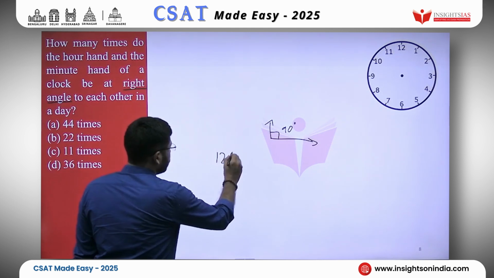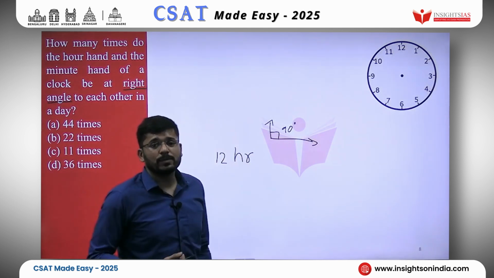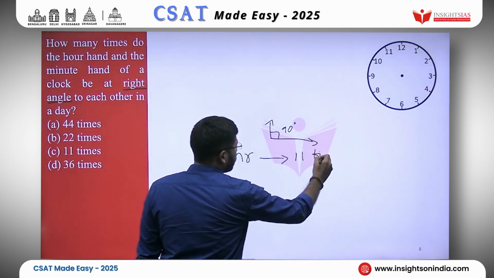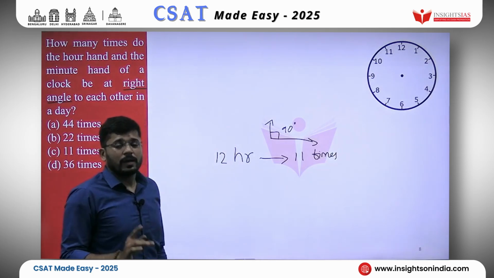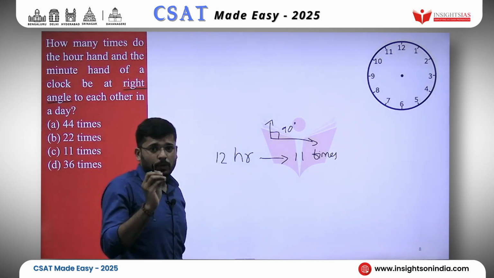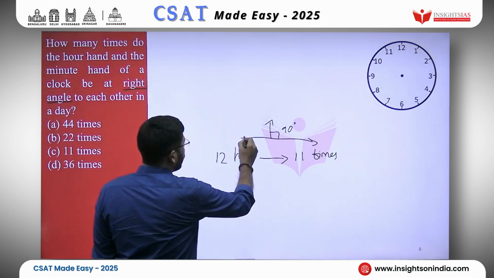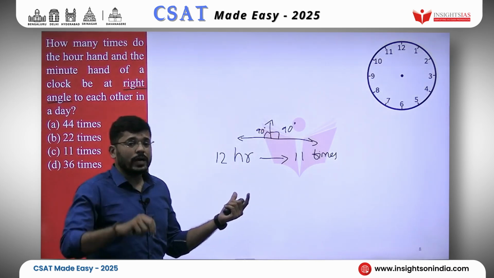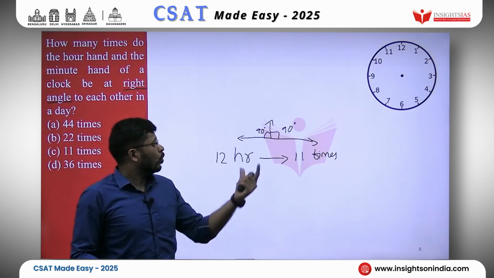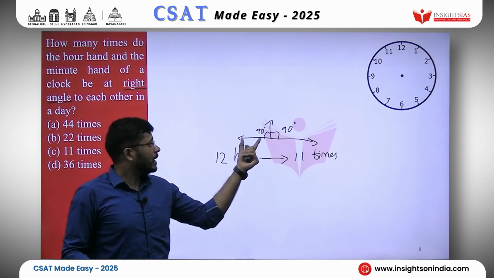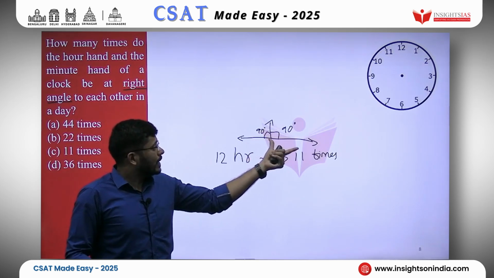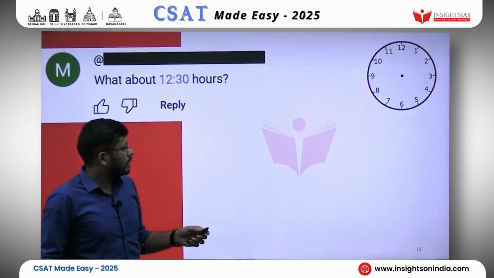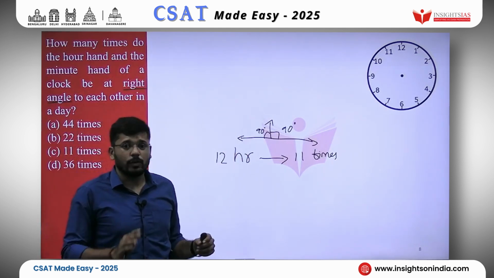In 12 hours, how many times do they coincide? They coincide 11 times, right? However, for every one time they coincide, there will be 2 times that a right angle will be formed. One is when the minute hand is behind the hour hand, and one is when the minute hand is ahead of the hour hand. So, a right angle can be formed both ways.